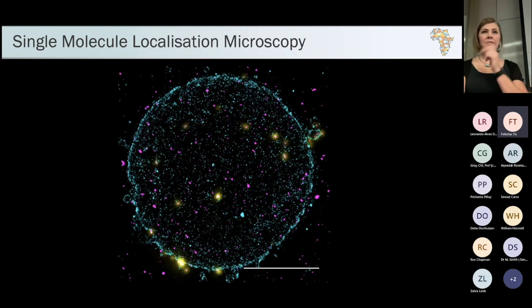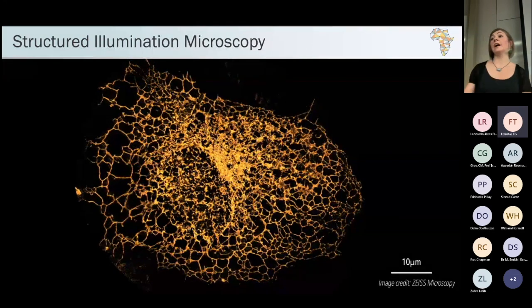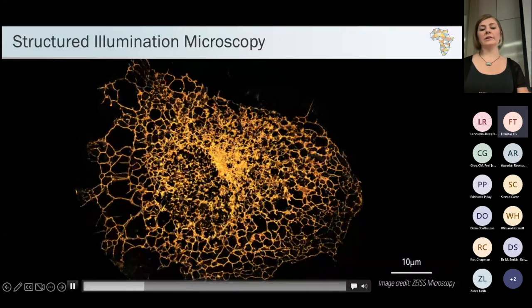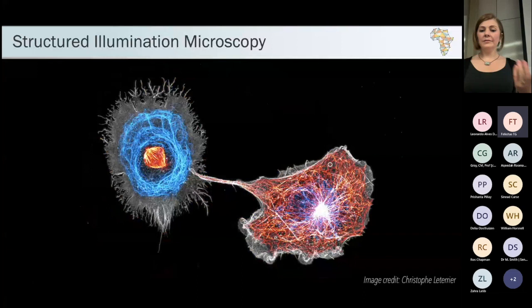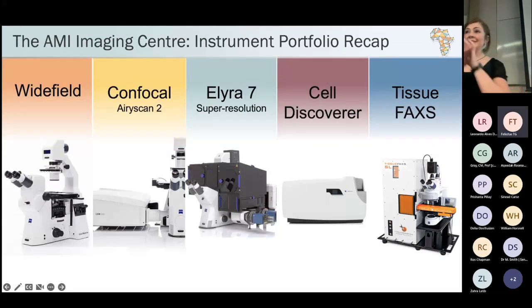We have a second technology, which is more compatible with live cell high resolution imaging, called structured illumination. This can be used for very high speed, high resolution imaging. This is of the ER network in a cell. And of course, it doesn't have to be live cells. You can do multi-target imaging within a single cell as well. So that's the overview of the microscopes we have available.